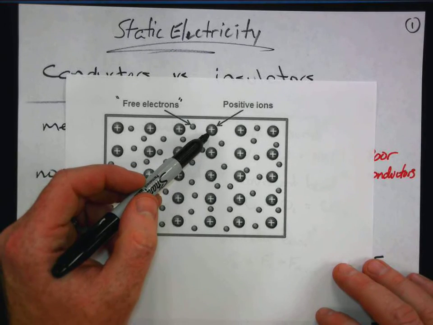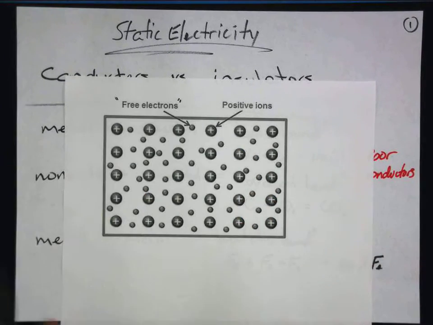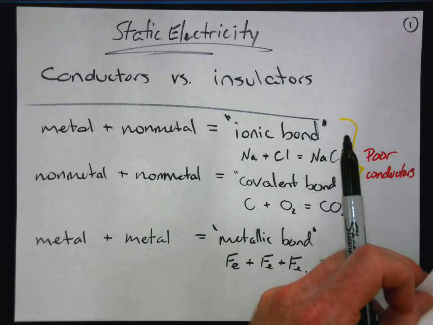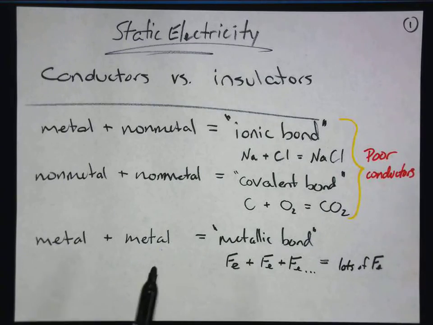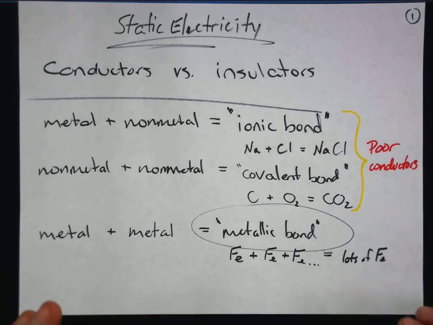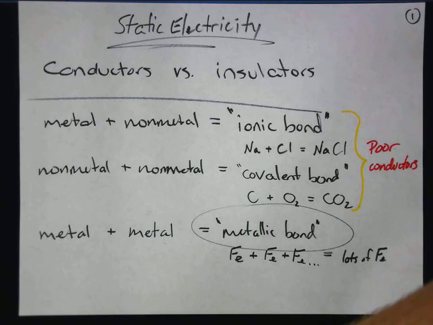Well, if you take an atom and let go of an electron, it becomes a positive ion. It's just that simple. All right. So there are the three general types of bonds, and it is this guy that will allow you to conduct electricity. Covalent bonds and ionic bonds do not. How about that?